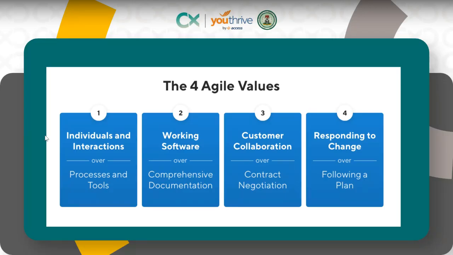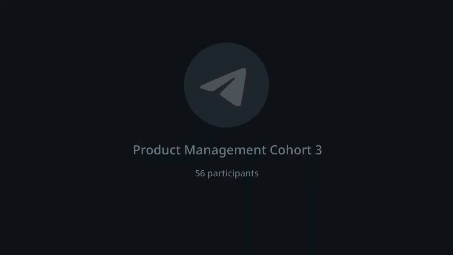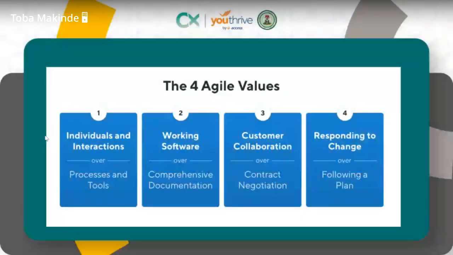So then the second value is working software over comprehensive documentation. Understand that it's not like we do not value processes or tools, but we value one over the other. Both of them are necessary, but one is more valued over the other. So the second one says working software over comprehensive documentation.